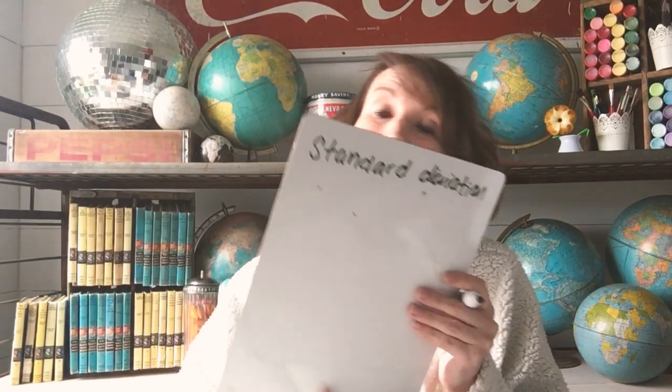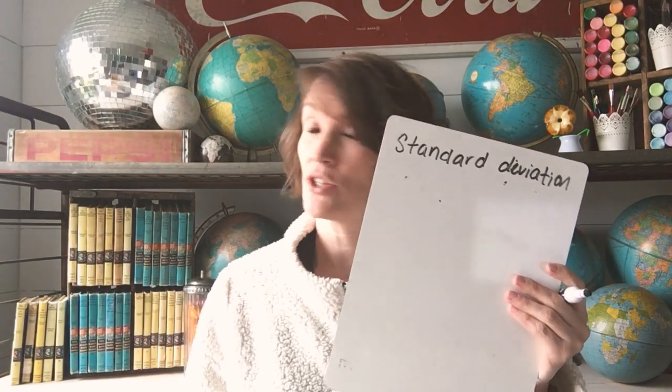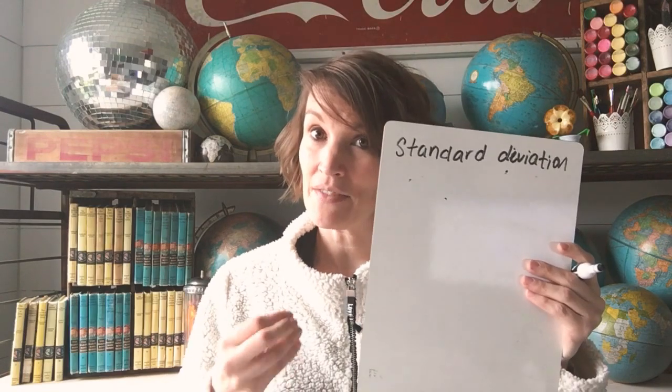Standard deviation is another measure of center. And what standard deviation tells us is how the data is distributed or how it deviates from the center. So if you do all this math and your standard deviation is low, that means all your numbers are close together to that mean, that average. If your standard deviation is really high, that means all those numbers are kind of spread out.